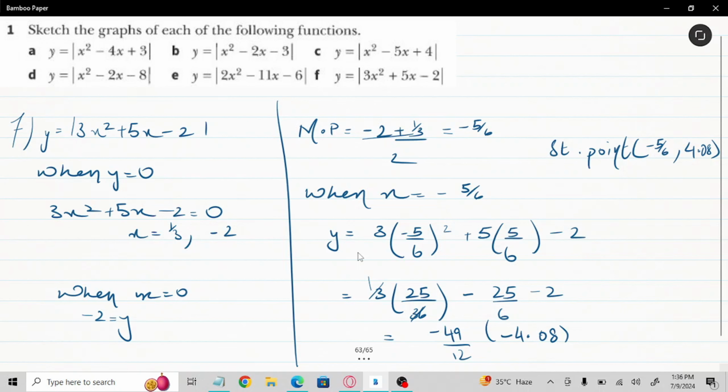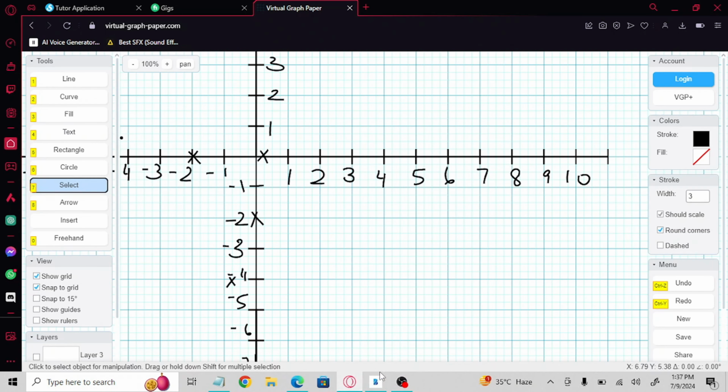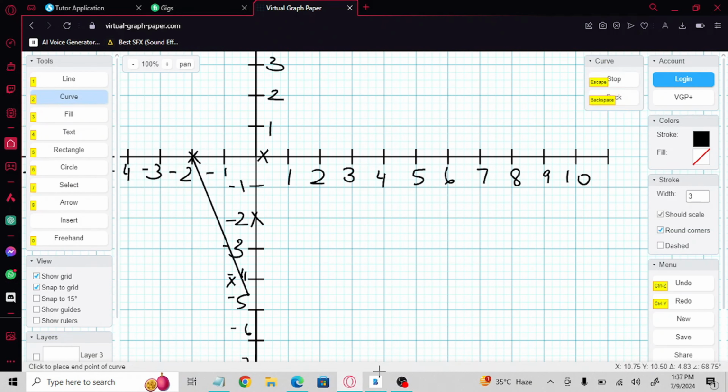Okay, so I've plotted my points on the graph, and another thing I wanted to tell you is I took +5 upon 6, whereas it was -5 upon 6. So it's going to change the y value. It's going to be -49 upon 12, which is approximately -4.08. So I plotted these points on the graph. What I'm going to do is connect them with a curve real quick.